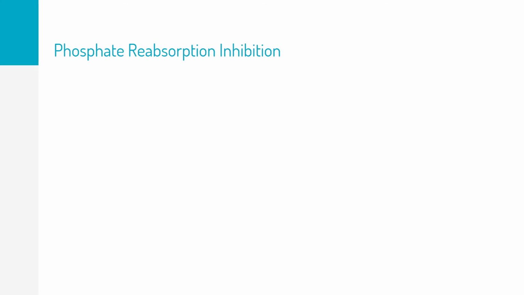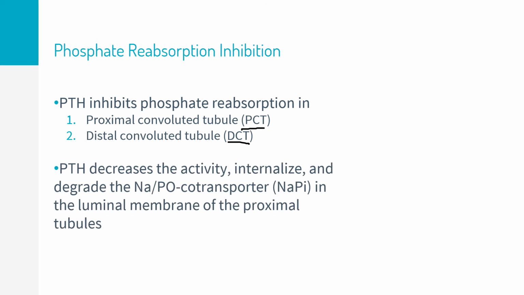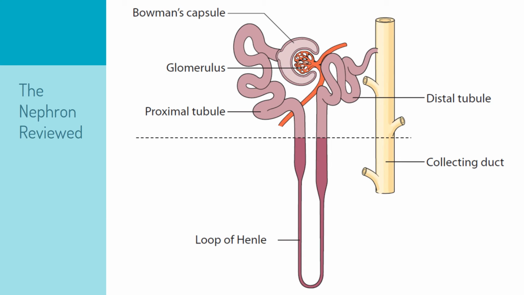Okay, the phosphate reabsorption inhibition. The parathyroid hormone inhibits phosphate reabsorption in two places. We have the proximal convoluted tubule, or the PCT, and the distal convoluted tubule, or the DCT. So the parathyroid hormone decreases the activity and internalizes and degrades the sodium phosphate cotransporter in the luminal membrane of the proximal tubules.